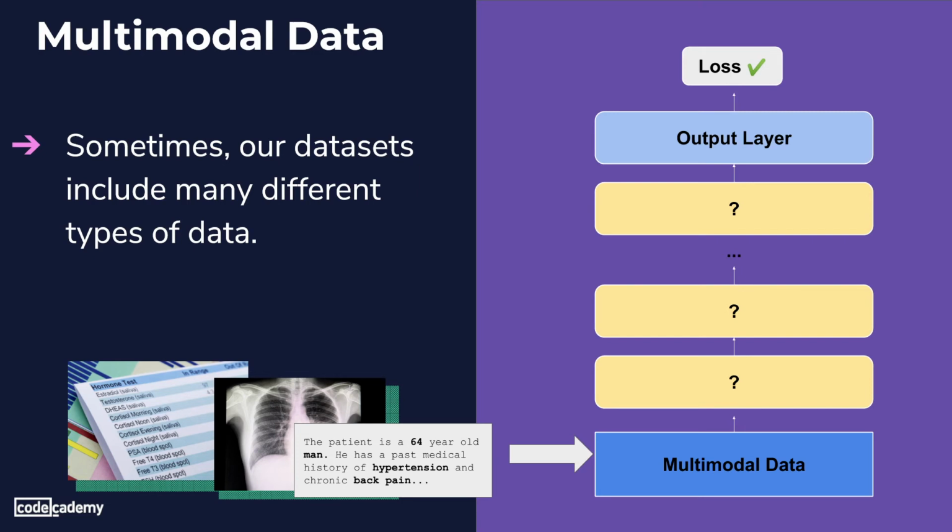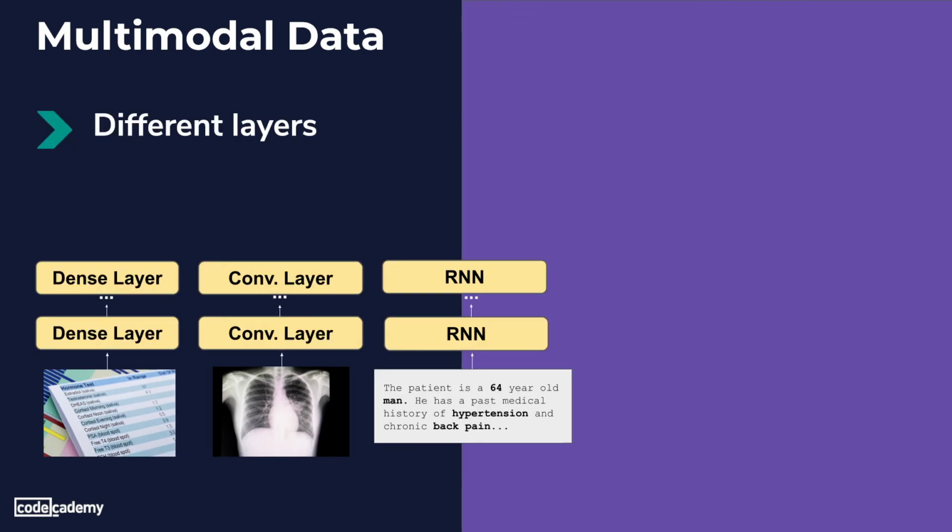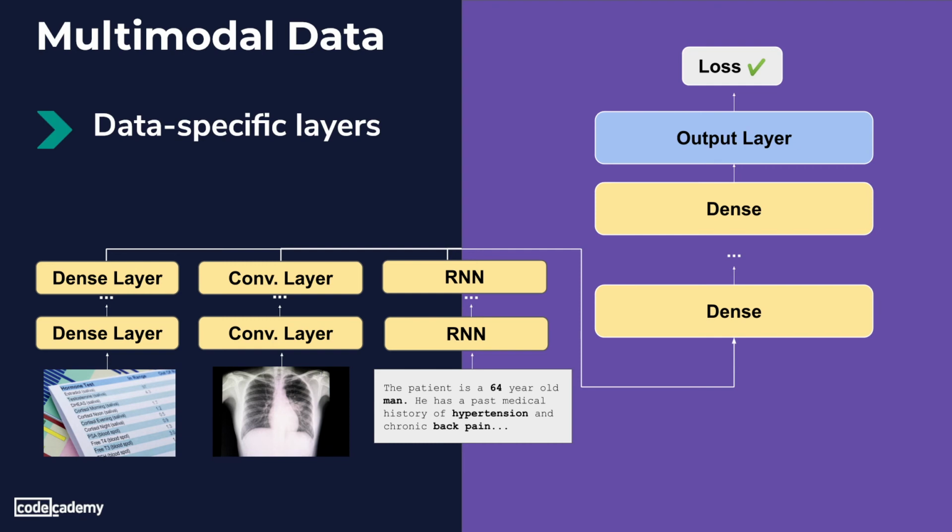Now, in many real use cases, our datasets contain many different types of data. We call this multimodal data. For example, some of our data can be coming from tables, while the rest can be images or text. Consider the task of diagnosing a patient from lab reports, patient summaries, and imaging. Now in this case, working with this multimodal data, we can encode our different data sources using data-specific layers. We can use dense layers for our tabular lab results, convolutional layers for our scans, and RNNs for our text data. We can then concatenate these outputs together and pass them on to dense layers.